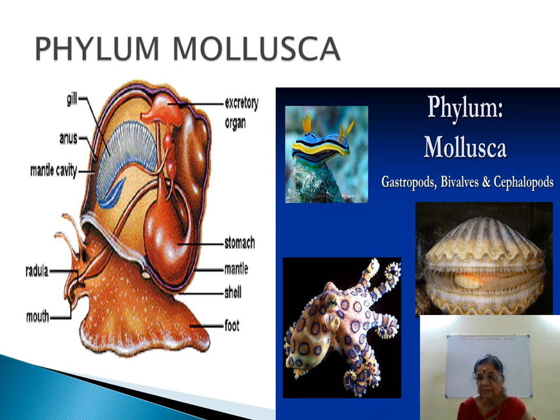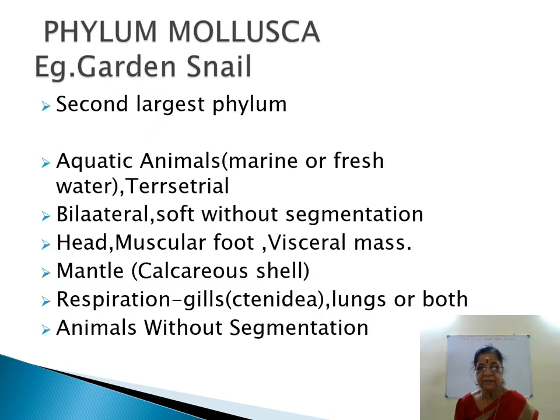Phylum Mollusca are characterized by unsegmented soft-bodied animals. They are mostly aquatic, marine or freshwater, very few are terrestrial, and they show bilateral symmetry. They have a head, muscular foot and visceral mass. Mantle or calcareous shell is the characteristic feature of this phylum.